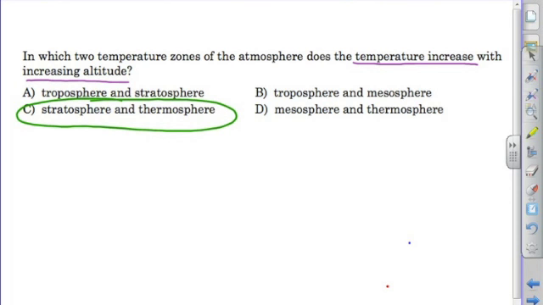So again, these are just a couple of examples of the types of questions you might need to look at when dealing with this chart in the reference table.